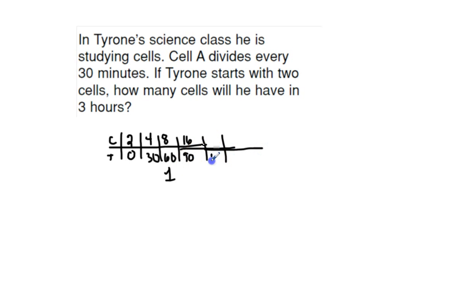And if I go up to 120 minutes, that's going to divide itself again, so I'm going to have 32 cells. And if I go up another, now this is 2 hours, so we still have to get up to 3 hours. So I have 150 minutes, and that's going to divide itself again, so it'll become 64 cells. And then if I go up another 30 minutes, it's 180 minutes, which is 3 hours. And then that divides itself again, so we would have 128 cells. That would be our answer.